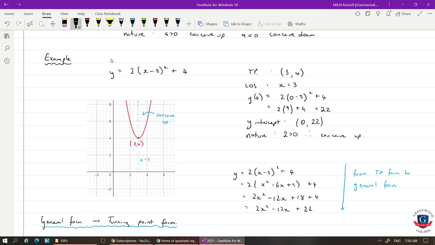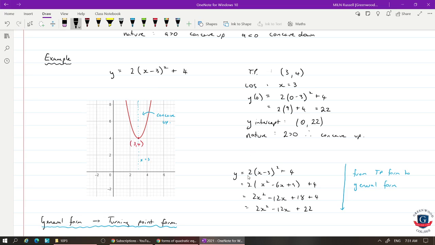The turning point, just looking at the equation, is (3, 4). Don't forget to take this, equal it to 0, solve for x, that gives us 3, and add 4. The line of symmetry is x equals 3. For the y-intercept, if I substitute 0 into this x value here, I will get y is 22, which means it's going to cross somewhere up here. And this value here is greater than 0, indicating that the function is going to be concave up.